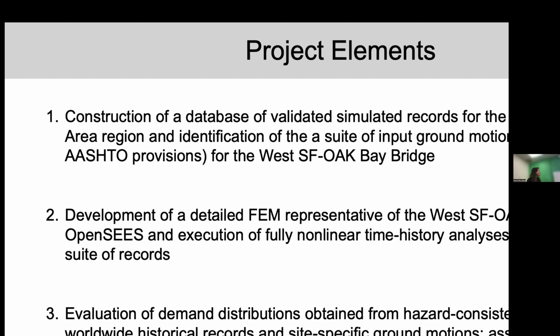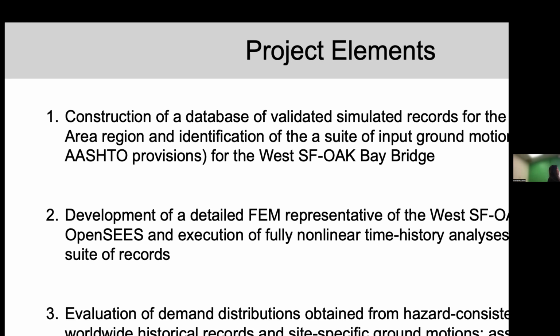And second element, development of a detailed finite element model representative of the Bay Bridge in OpenSees, and then the execution of fully nonlinear time history analysis under the identified suite of records. And then finally, the evaluation of the demand distributions as obtained from catalogs of historical records and simulated records, and also the assessment of the seismic risk after incorporating all the uncertainties associated with the structural model. So far, we have completed core elements 1 and 2, and on core element 3, we are currently working on the incorporation of the uncertainties into the numerical model.